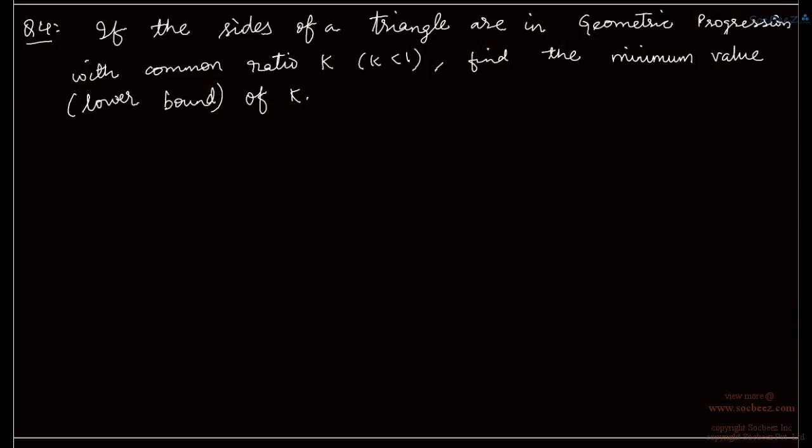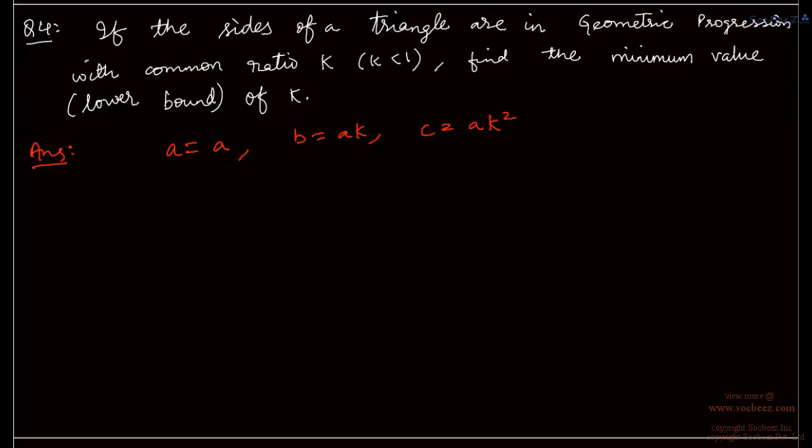Okay, so this is the fourth question now. The question says, if the sides of a triangle are in geometric progression with common ratio k and k is less than 1, find the minimum value of k. Lower bound means the same thing, minimum value. Okay. So since the sides are in geometric progression, I'll write the sides as: A is say a, B is ak, and C is ak squared, right?